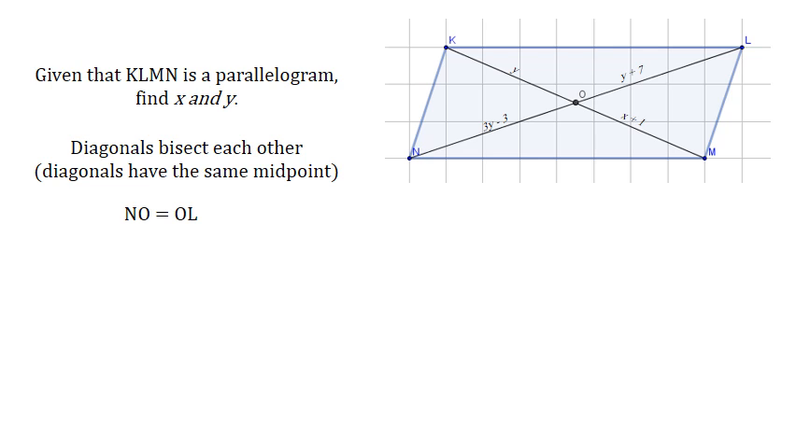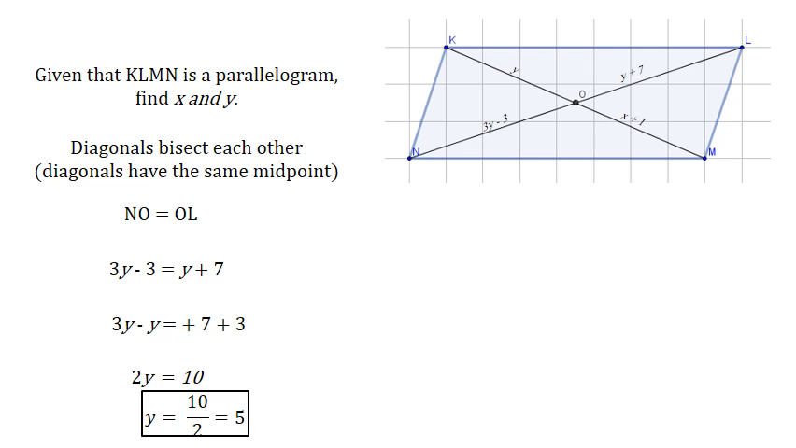So we'll start by saying that NO equal OL. What is NO? It is 3y minus 3. So I will replace NO by 3y minus 3 and I will replace OL by y plus 7. So 3y minus 3 equal y plus 7. I will send y to the left hand side and send minus 3 to the right hand side, and don't forget, everything we move from one side to another will change its sign. So we'll obtain 2y equal 10 and y equal 10 over 2, which is 5.